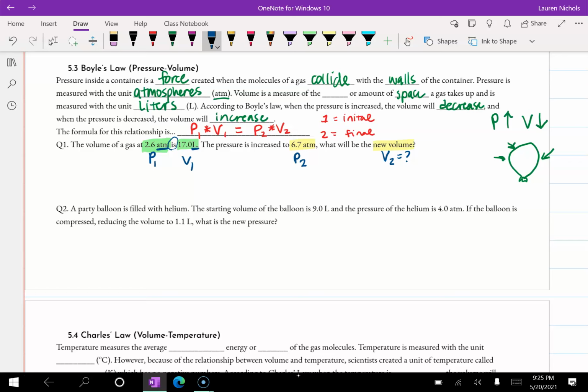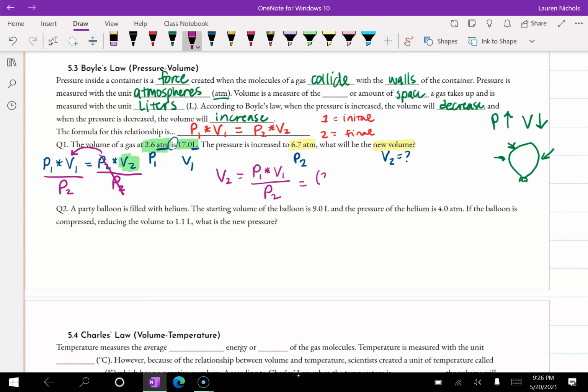But we write down our formula. So we have P1 times V1 equals P2 times V2. Now, the thing to remember is that if I'm solving for V2, that means I want to have that by itself. So P2 has to get moved over here. Well, to do that, you do the opposite of the math. So we would divide by P2 on both sides. That cancels out. So we know that V2 is equal to P1 times V1 divided by P2. So we just plug in our numbers.